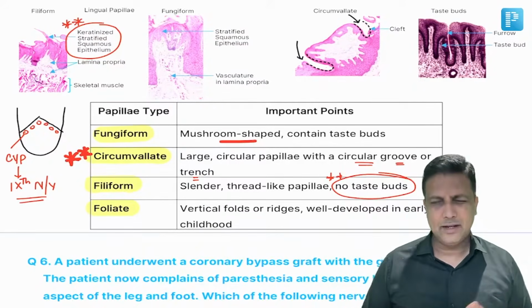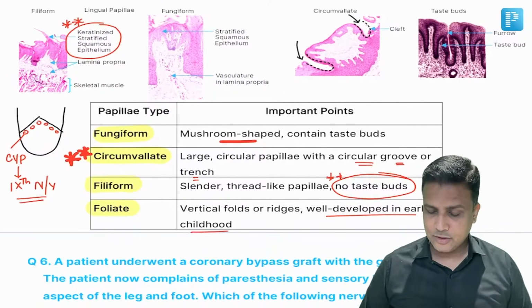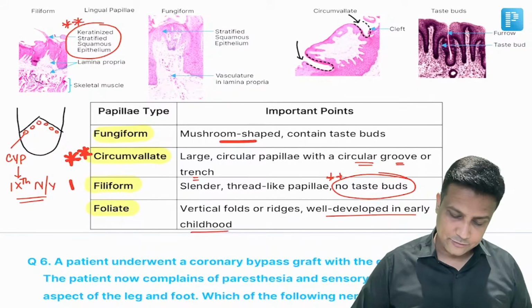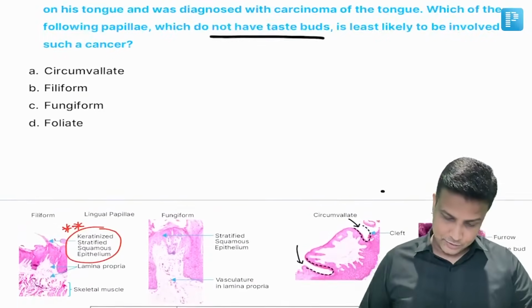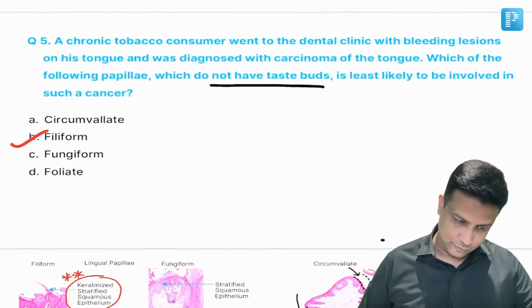And foliate papillae are not very well developed in adults. They're well developed in the early childhood. So not many questions will be asked from there. So please be ready in your exams for the questions from circumvallate papillae and the filiform papillae. So therefore the correct answer here, which will not have the taste buds, that will be the filiform papillae.